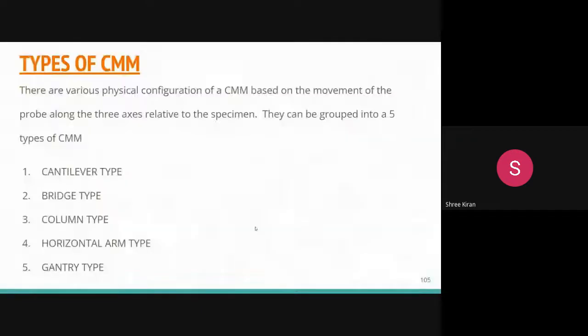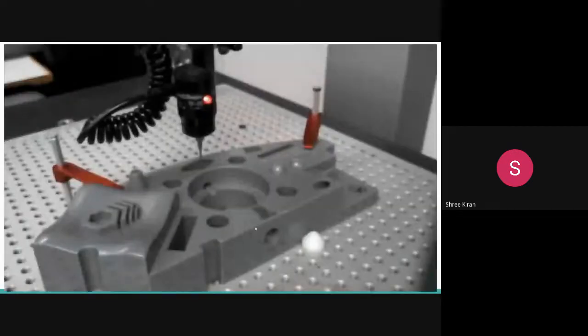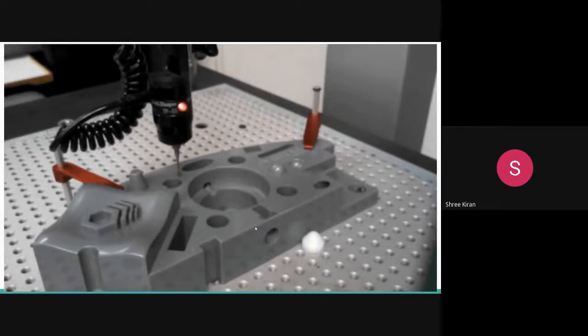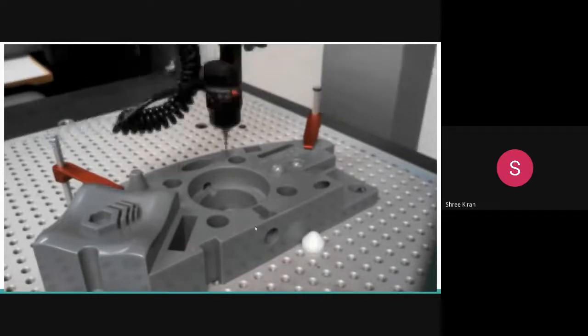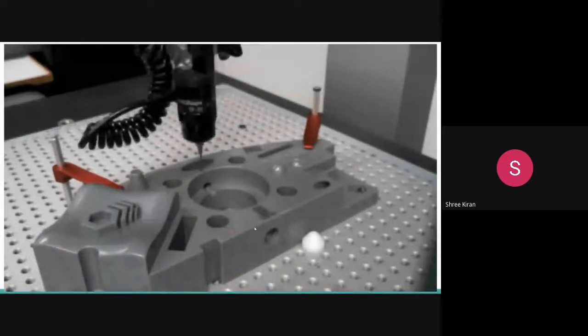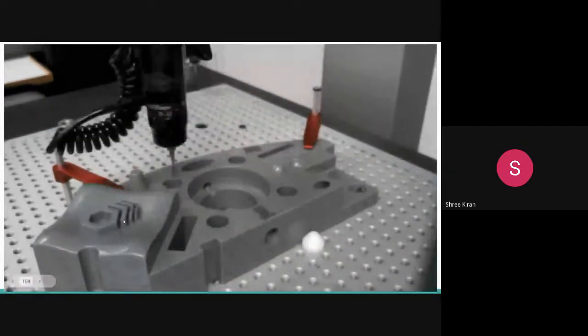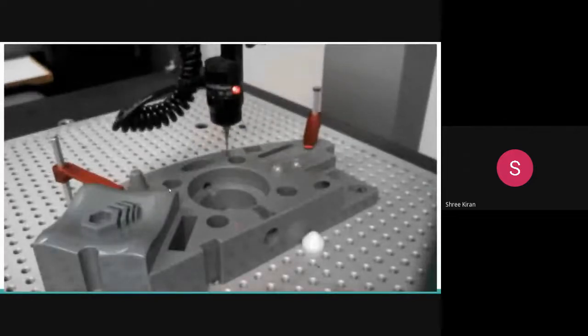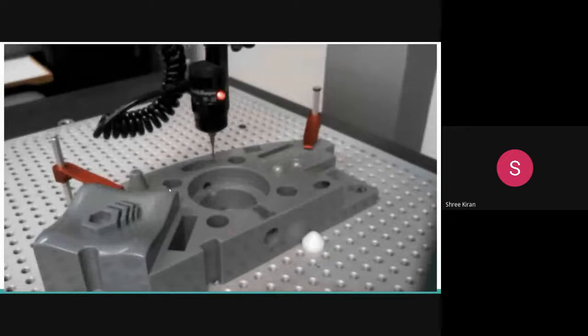So this is the machine working, where the probe takes the measurements. I hope you are seeing this. This is the probe, and this is the machine. Even very small dimensions will be noted down and taken into consideration in order to get the proper dimension.